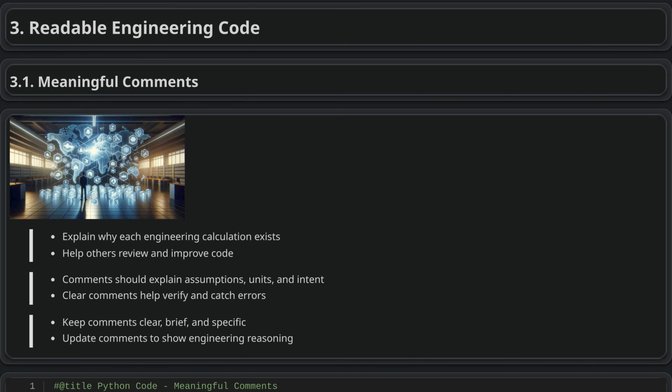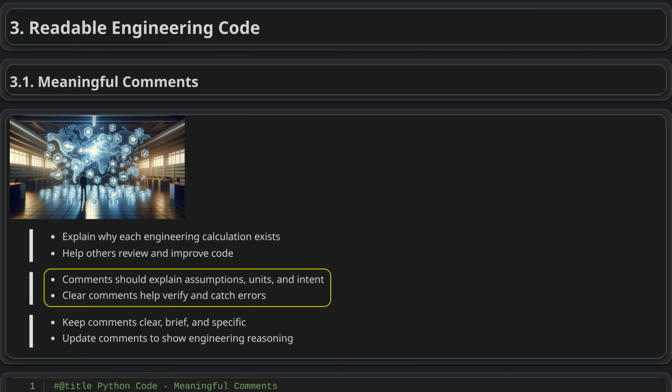Readable engineering code. Meaningful comments. In engineering code, useful comments explain why calculations are being done, not just what the code does. They help connect the program to tasks like modeling, design checks, data processing, and result verification. Clear comments make code easier for others to review and easier to understand when it is revisited later.